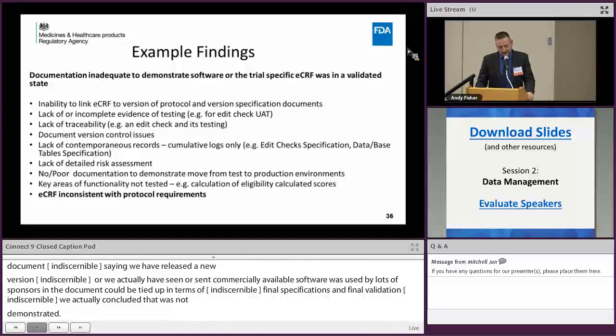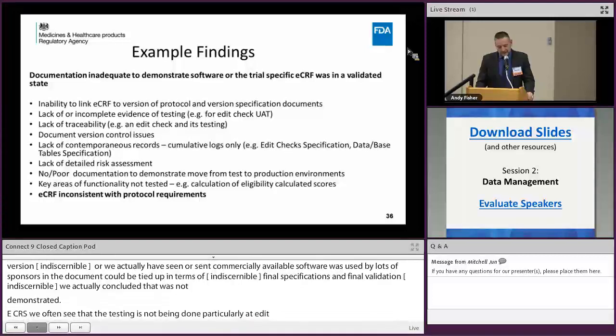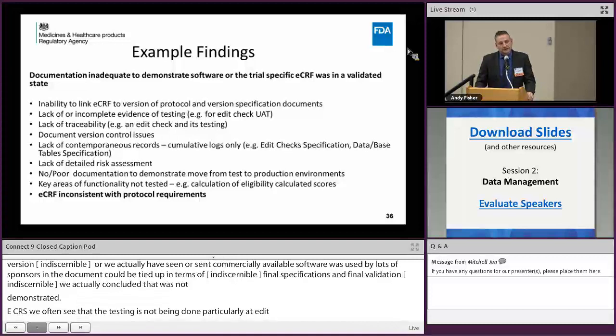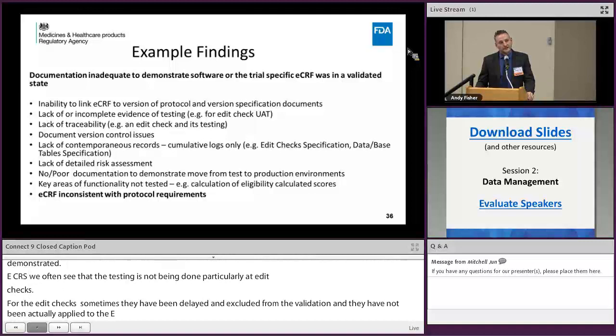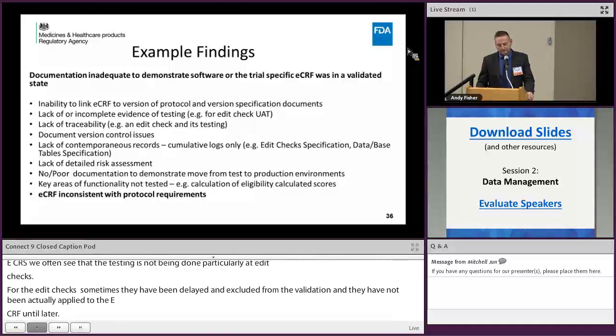For the edit checks, we sometimes see they've been delayed and excluded from the validation, and then they've not actually been applied to the eCRF until later. So it's sort of released on a part functionality because it's not met its entire functionality that was stated. And what happens if you apply those edit checks late is that you can then not evaluate data quality in a timely manner and don't implement any CAPA soon enough.